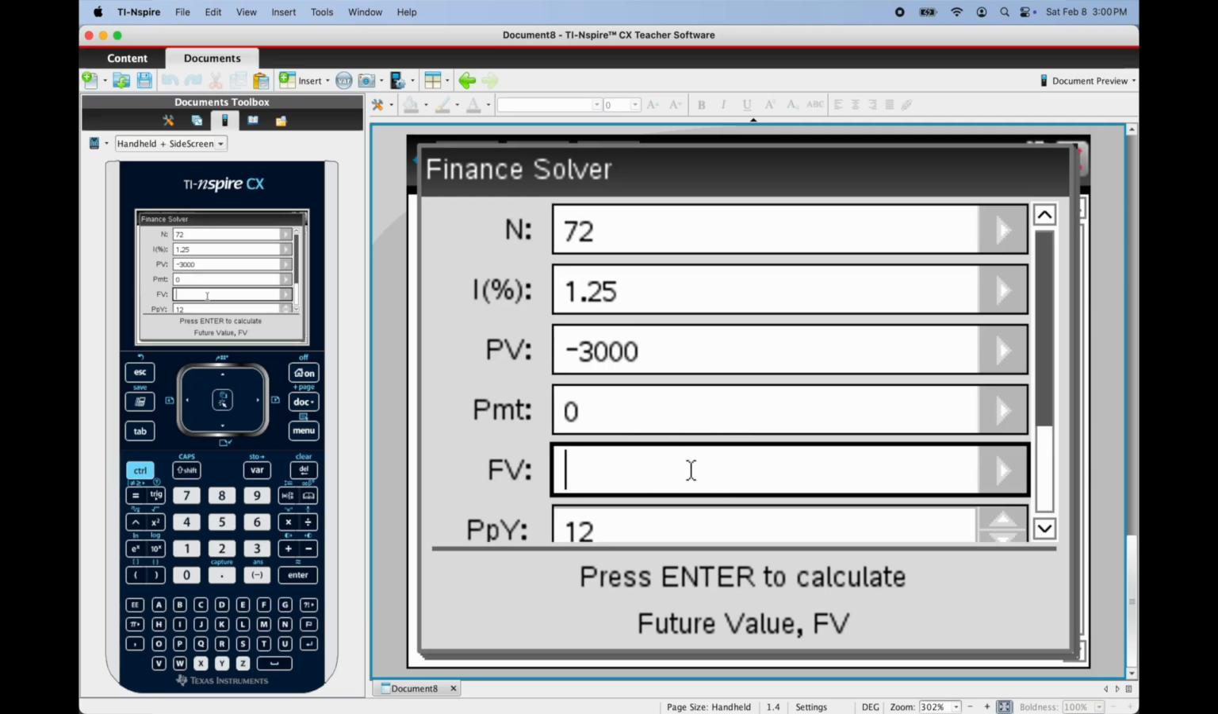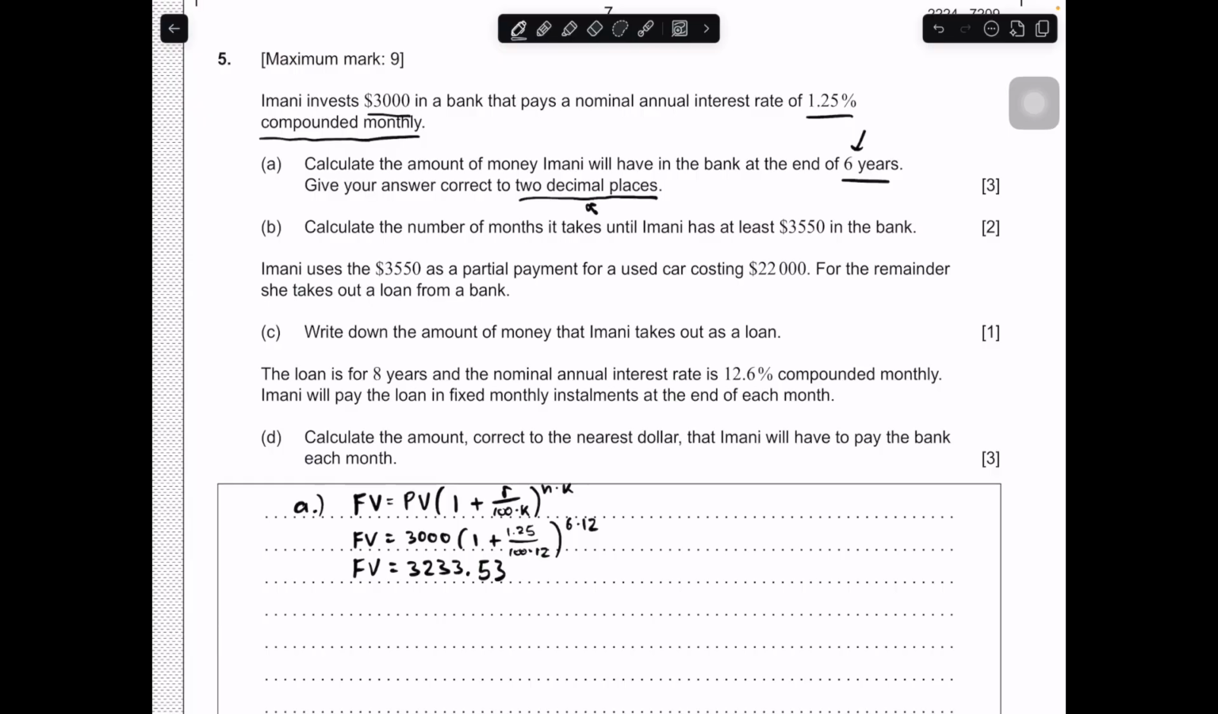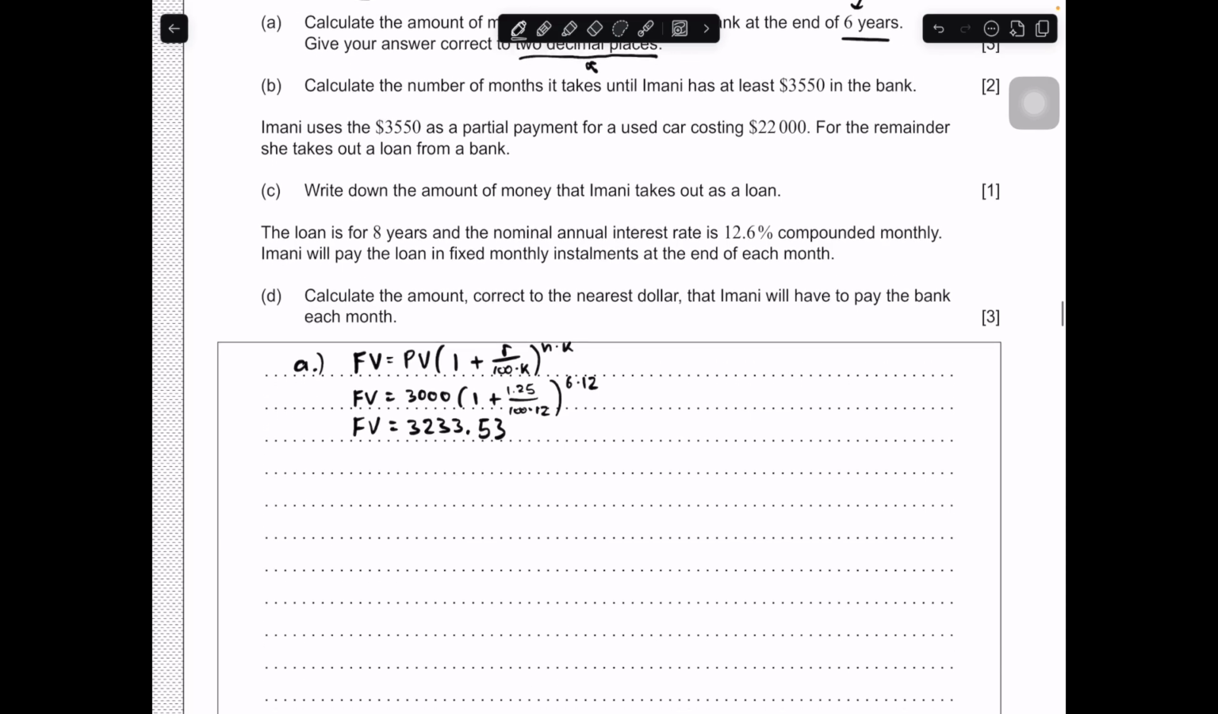Final value is again 3,233.53. That's our final value. I think that's more involved, but if you're strong with the financial solver, then of course it's another way to work it out. Okay, let's go on to the second part, part B.